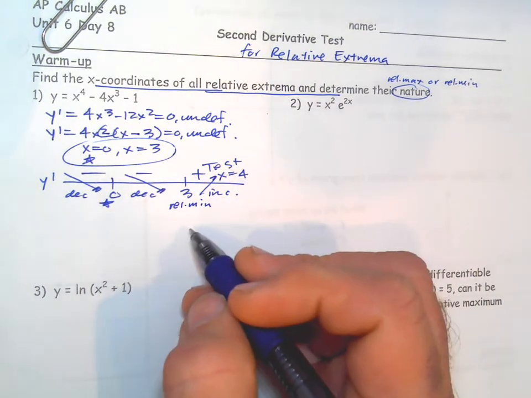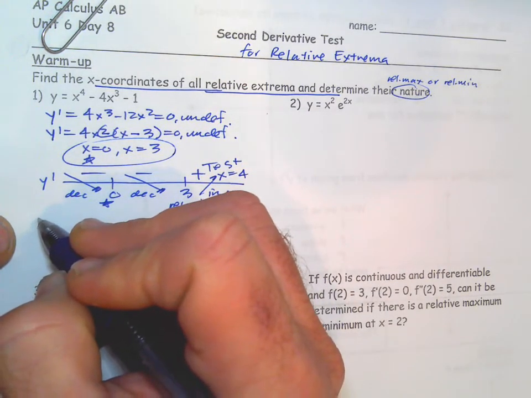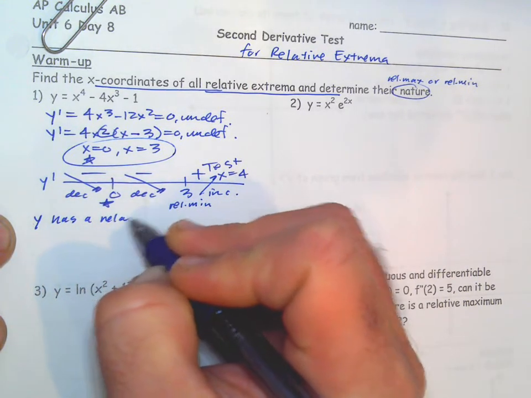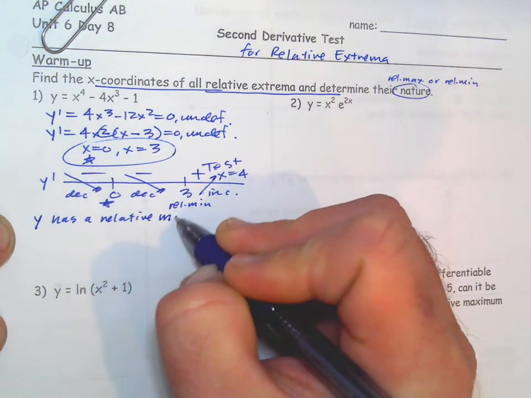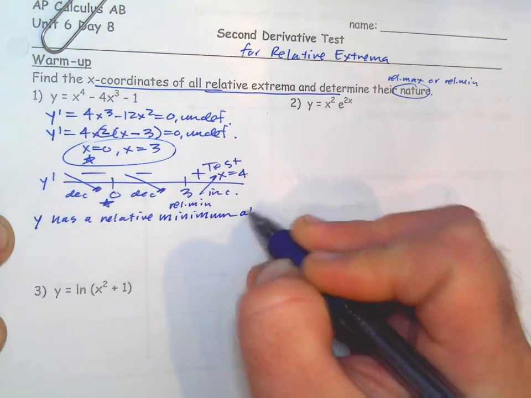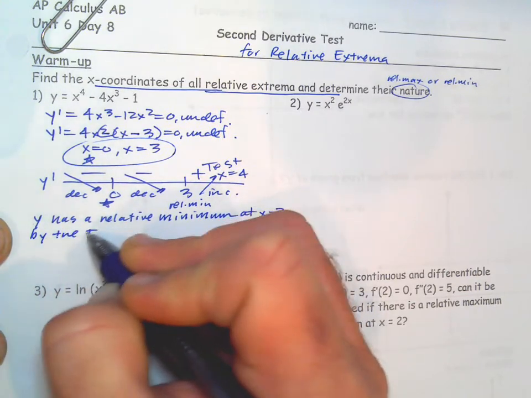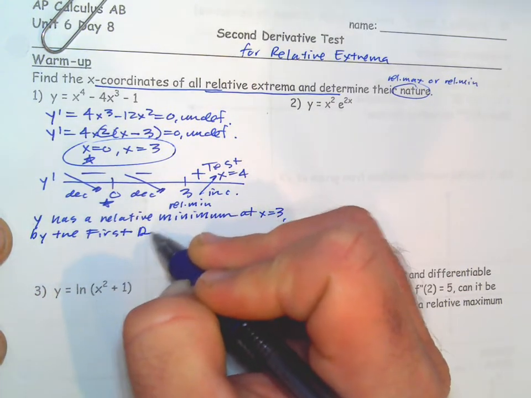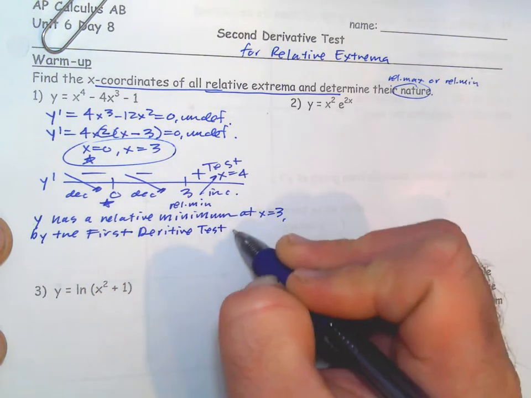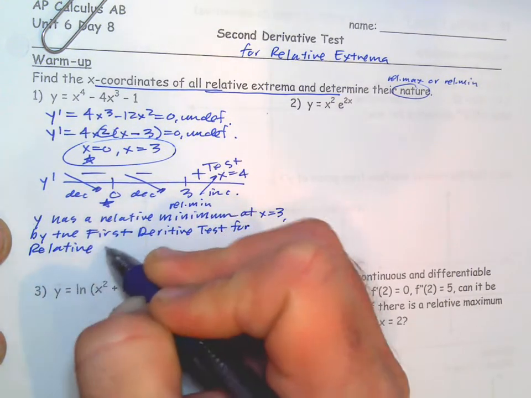So we could say y has a relative minimum at x equals 3 by the first derivative test for relative extrema. So this is the justification for it.